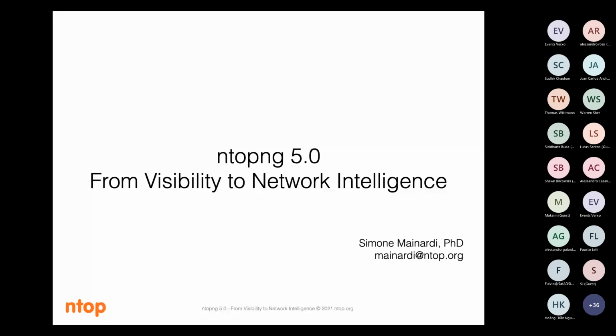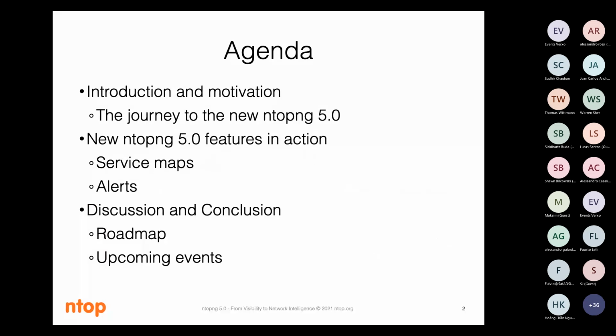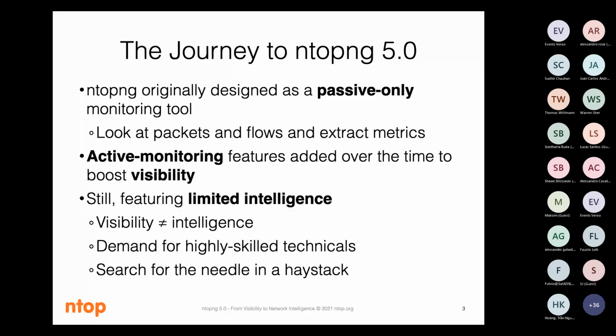Today we are going to see the most relevant news that we have introduced after a few months of work on the latest version of ntopng. So I'm going to start this presentation with an introduction and motivation. So basically, we are going to see what has brought us to this new 5.0 release, and then we are going also to see some of the new features in action, and specifically we're going to see the service maps, the alerts, and I'm going to wrap up this presentation with a brief discussion and conclusion, including the roadmap. So where are we going from now? And I will also announce a series of events that are going to take place in the next couple of months.